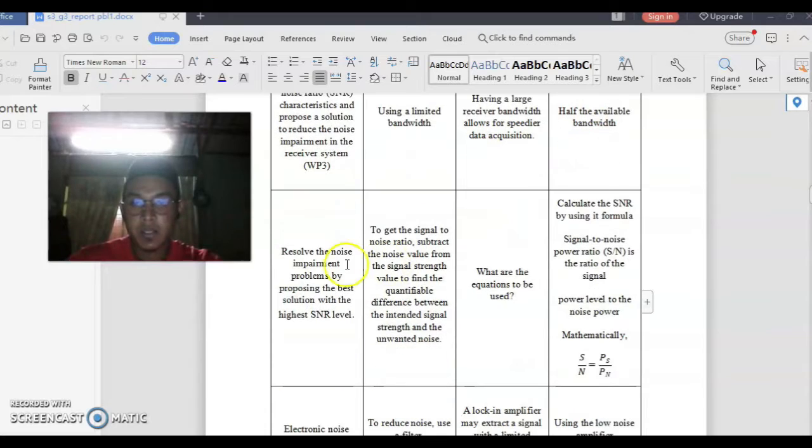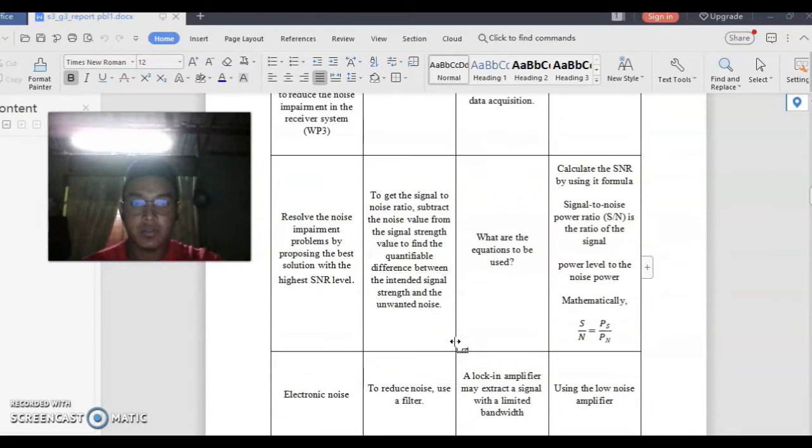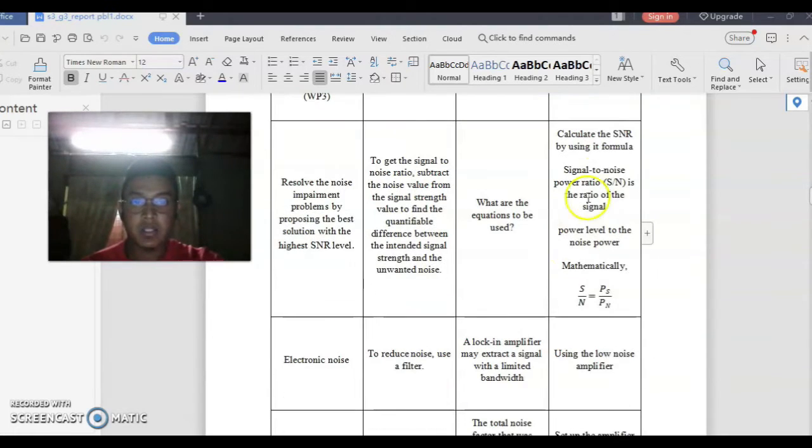For the second fact, resolve the noise impairment problem by proposing the best solution with the highest SNR level. For the ideas, to get the signal to noise ratio, subtract the noise value from the signal strength value to find the quantifiable difference between the intended signal strength and the unwanted noise. For the learning issues, what are the equations to be used? For action, calculate the SNR by using its formula.